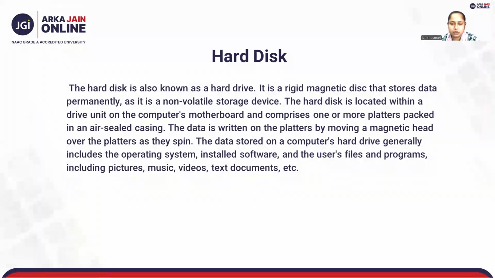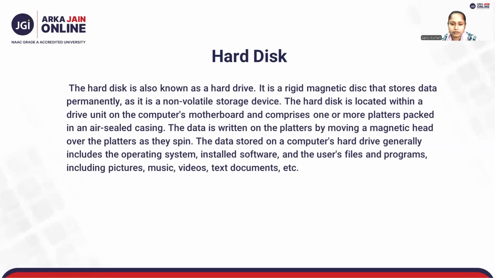First, the secondary memory data is transferred to primary memory, then the CPU can access it. Some of the secondary memory or storage devices are hard disk. It is a rigid magnetic disk that is used to store data. It permanently stores data and is located within a drive unit. The hard disk is also known as a hard drive. It is a rigid magnetic disk that stores data permanently, as it is a non-volatile storage device.